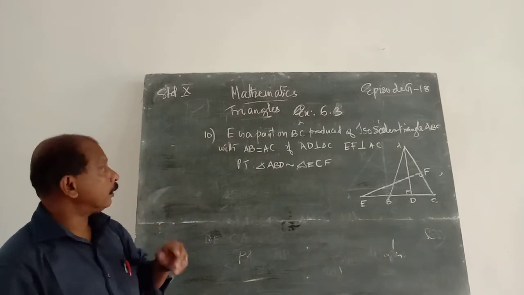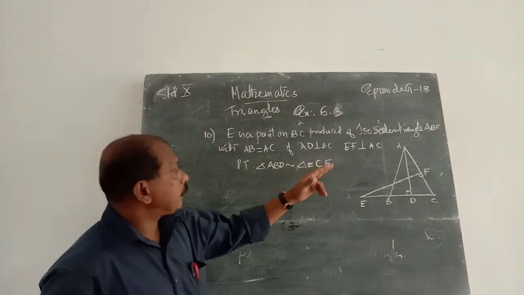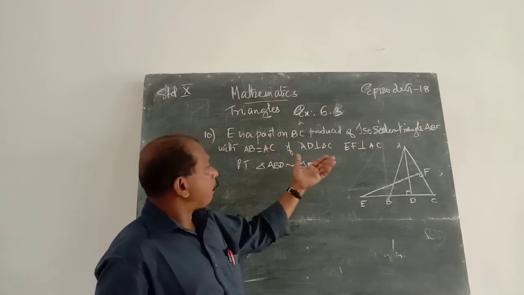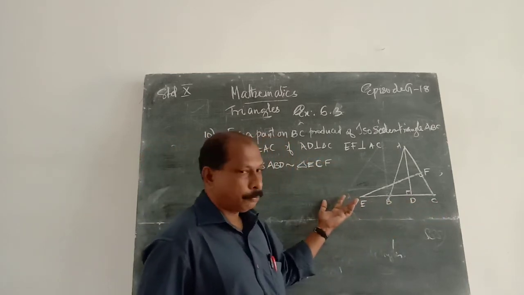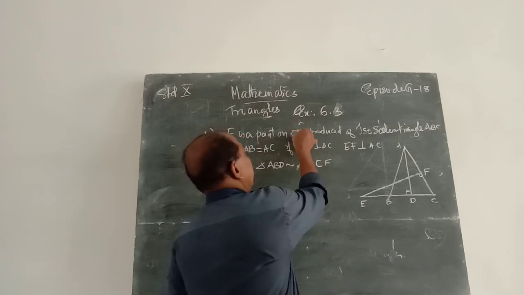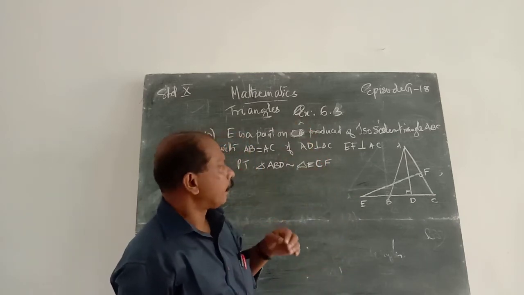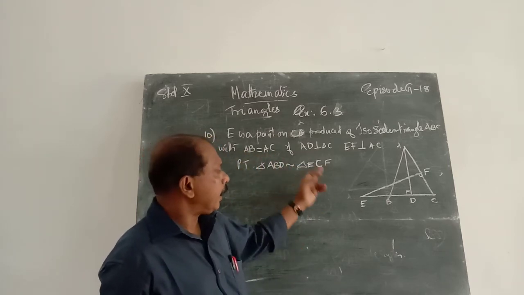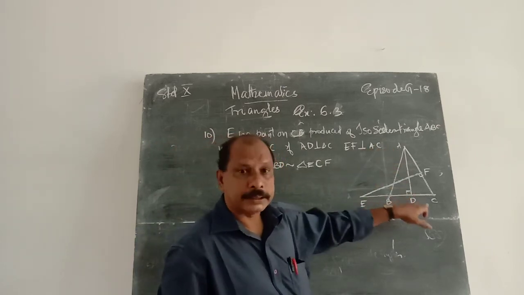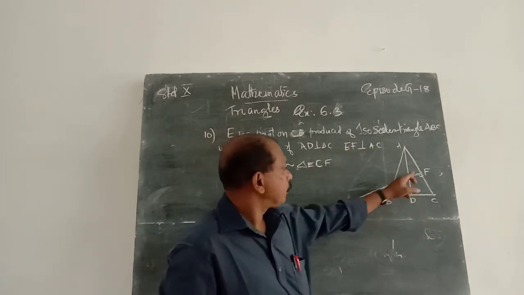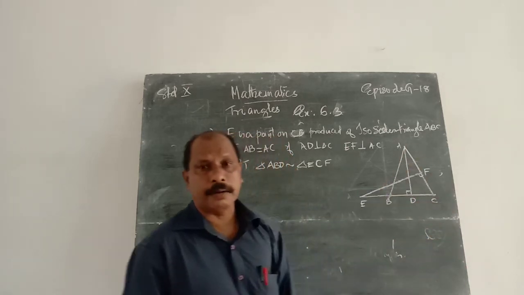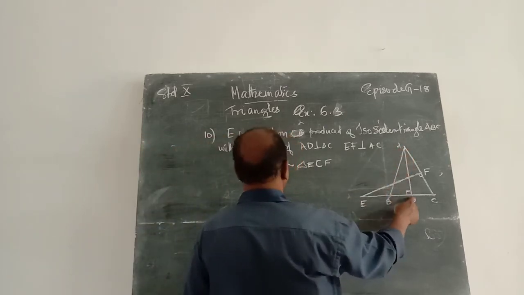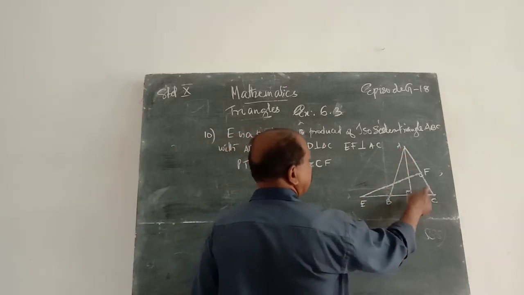The 10th question is, let us consider an isosceles triangle ABC, and E is a point on BC produced. AD is perpendicular to BC and EF is perpendicular to AC. They are given. Prove that triangle ABD is similar to triangle ECF.